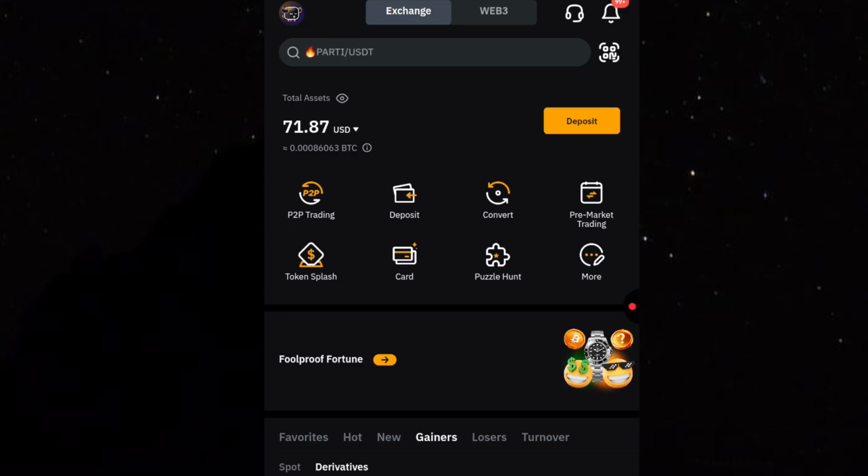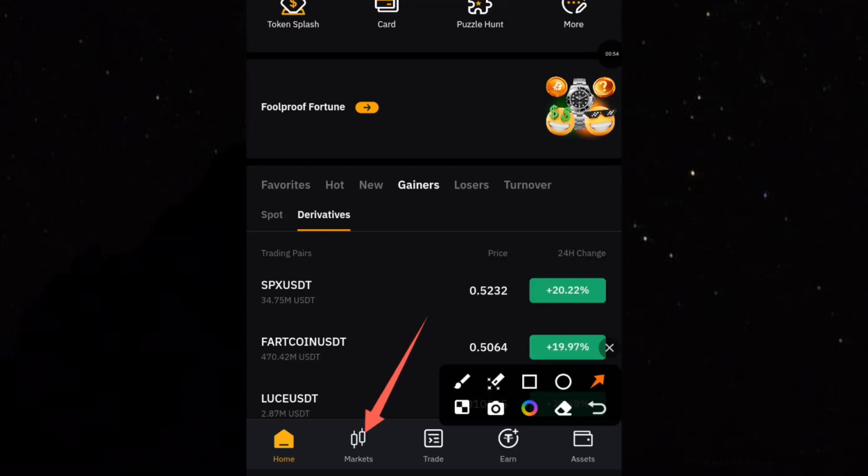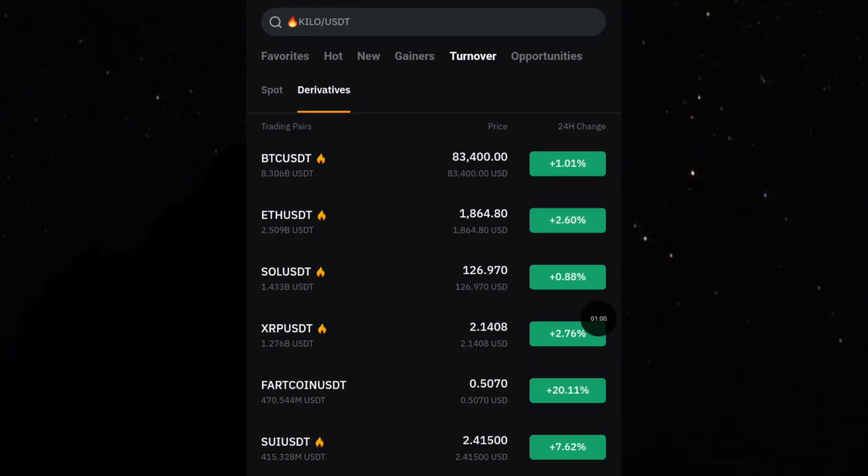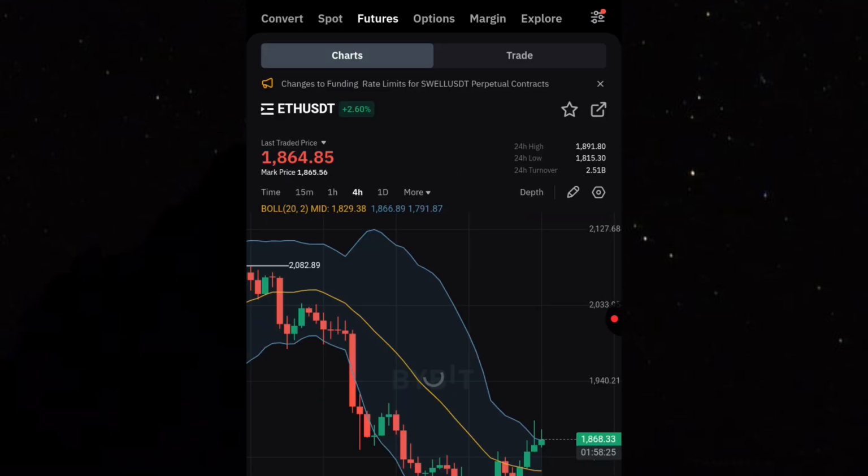So first things first, come down to this area and you click on markets. Okay, so when you click on market, the next step is to click on derivatives. Derivatives simply means futures. Next step is to click on ETH/USDT, which is still the same thing as futures. So you find yourself here.